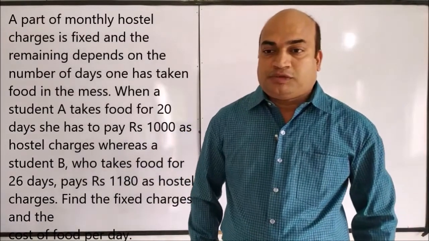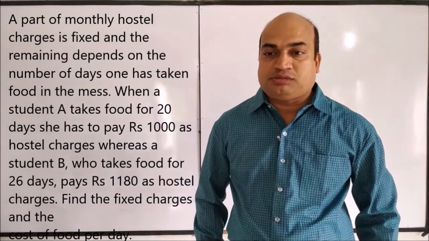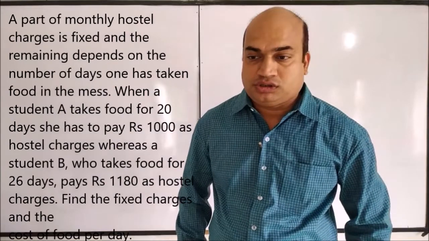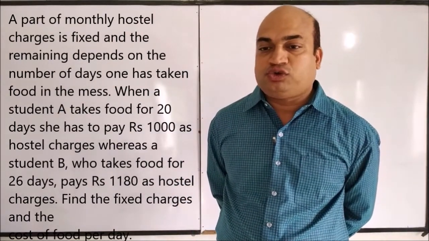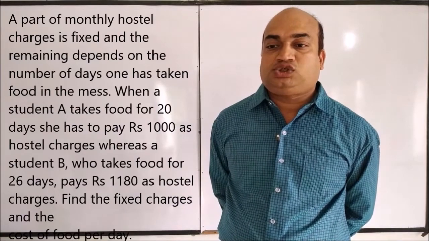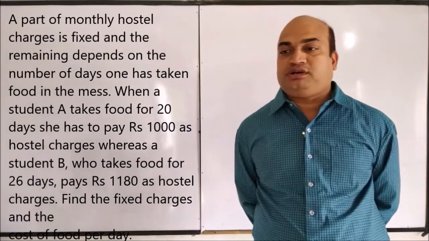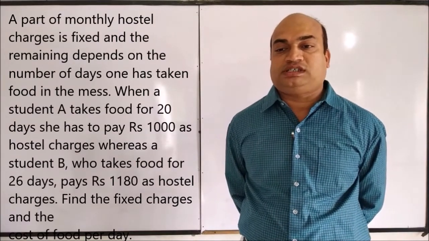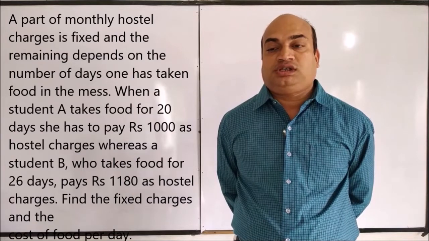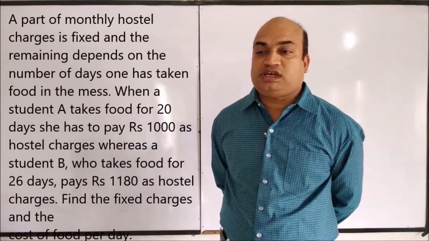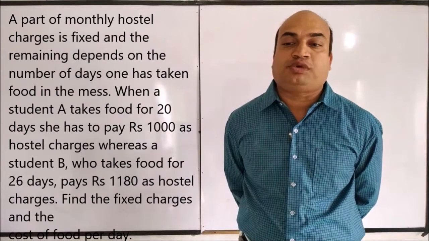A part of monthly hostel charges is fixed and the remaining depends upon the number of days one has to take food in the mess. When a student A takes food for 20 days, she has to pay rupees 1000 as hostel charges, whereas a student B who takes food for 26 days pays 1180 rupees as hostel charges. Find the fixed charge and the cost of food per day.